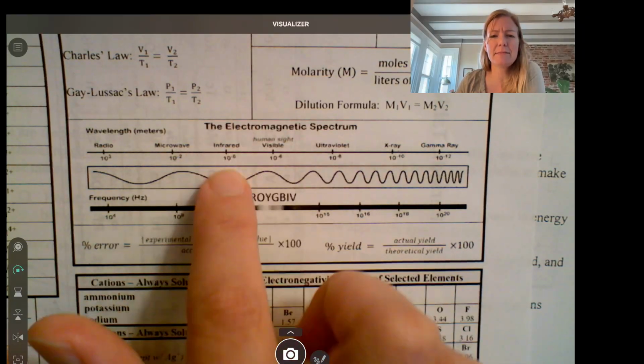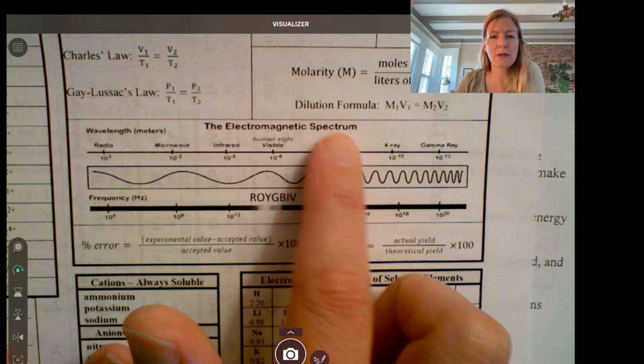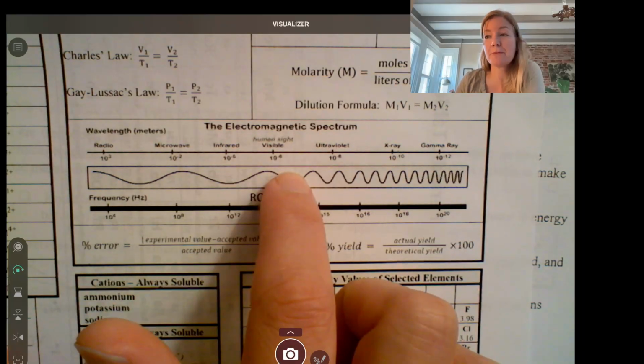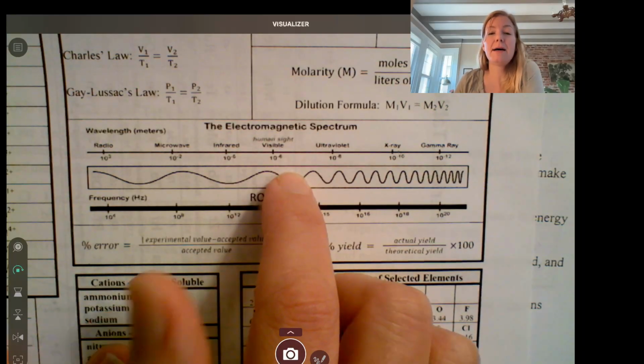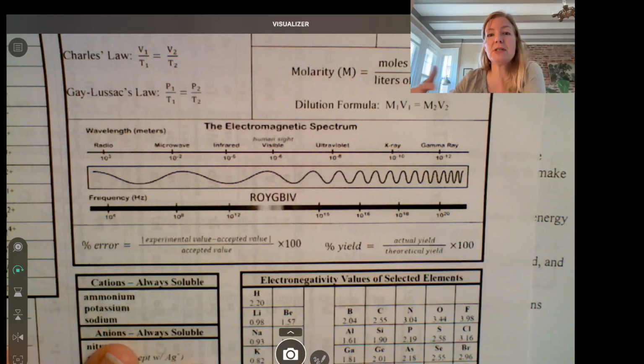So the sun mostly emits in this range, okay? So that's why the sun was here before humans were here, okay? So that's why life on Earth evolved to detect sunlight. Plants on Earth, visible light. Life on Earth evolved to detect visible light.